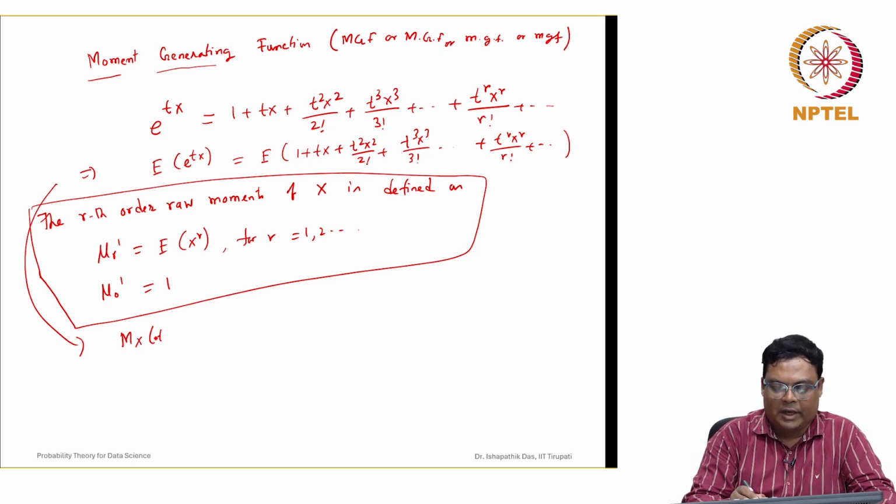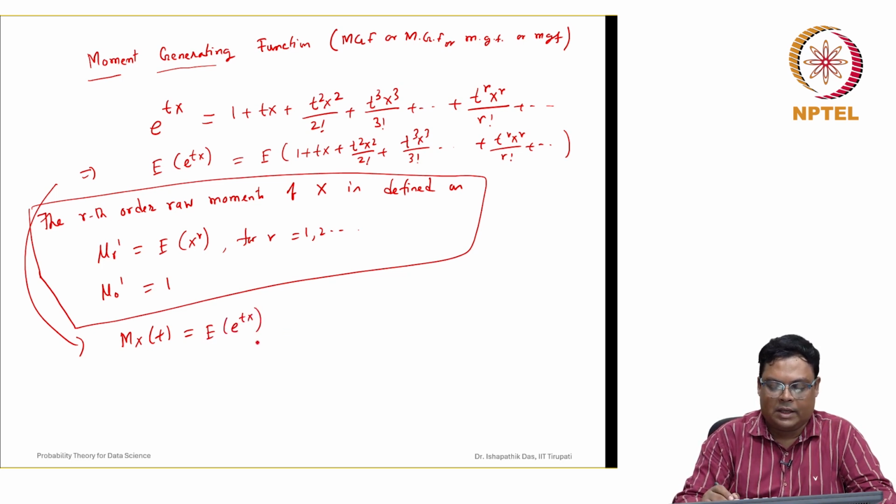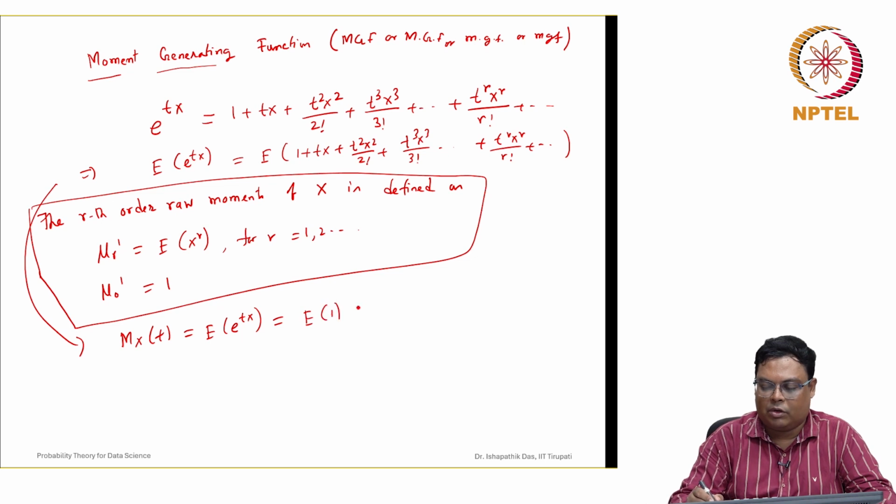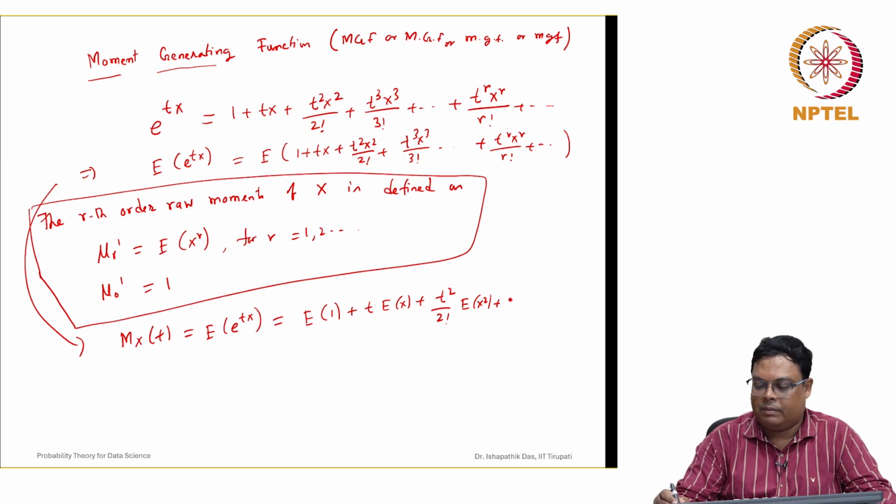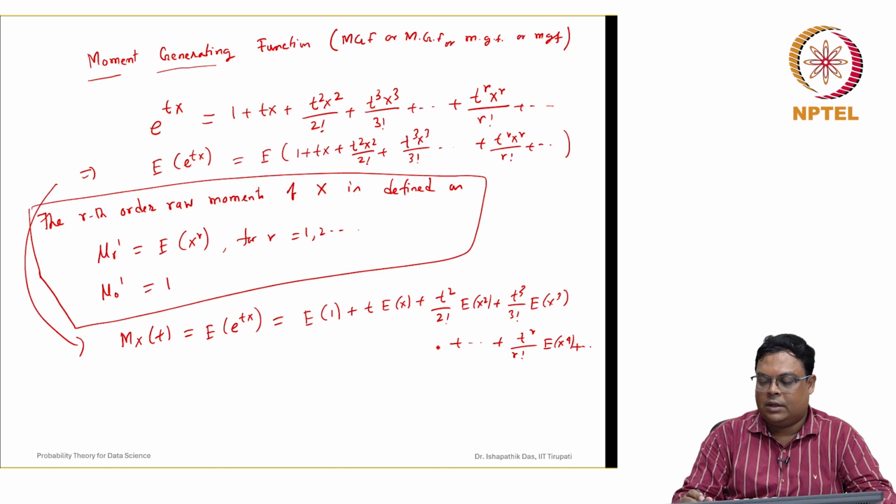Now from here, what is this? This is nothing but our definition of M_X(t). If it exists for some values of t, in an interval from minus delta to plus delta, then using the property of expected values, this can be represented as the expected value of 1, then t is a constant times the expected value of X plus t squared by 2 factorial times the expected value of X squared, plus t cubed by 3 factorial times the expected value of X cubed, plus for the general term t to the power r by r factorial times the expected value of X to the power r, plus like this. So it is an infinite series. It can be represented in this way only if all moments exist.